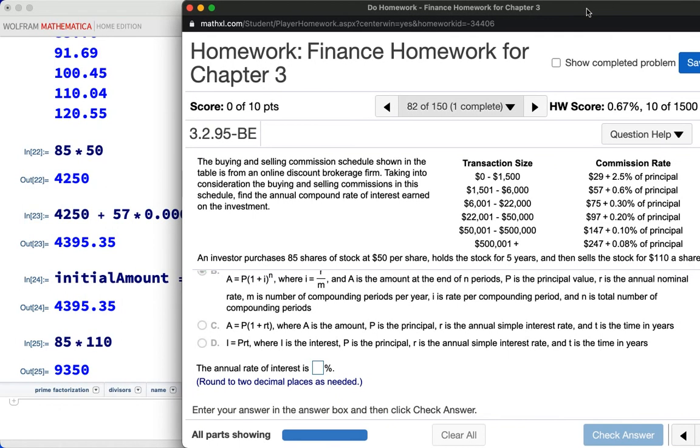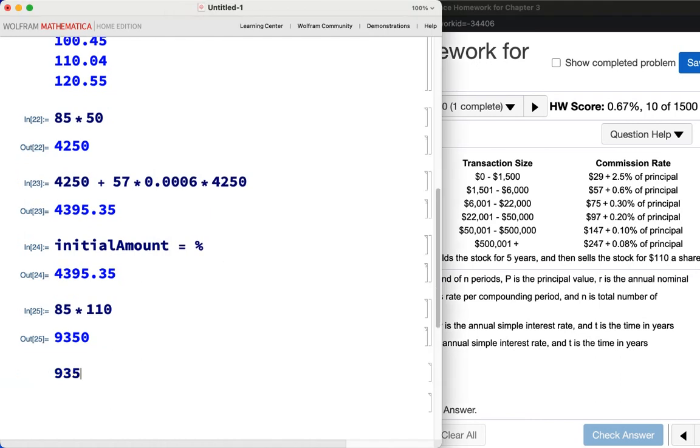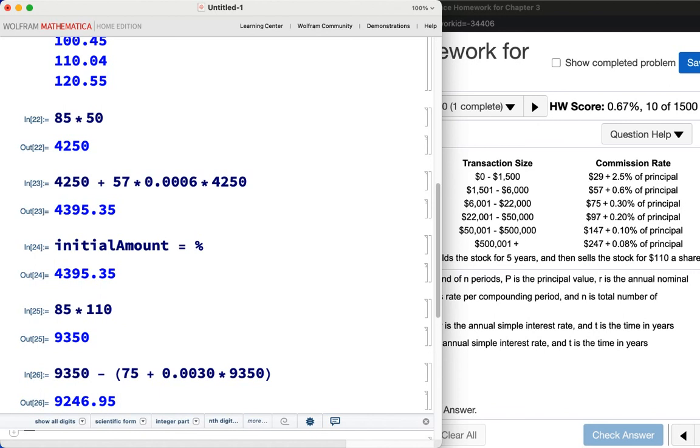So the commission rate basically means that the brokerage firm gets a little bit of your money. So that's going to be $93.50. Oops, sorry about that. $93.50 minus $75 plus 0.30% times 93.50. Okay, so that's going to be $9,246.95.